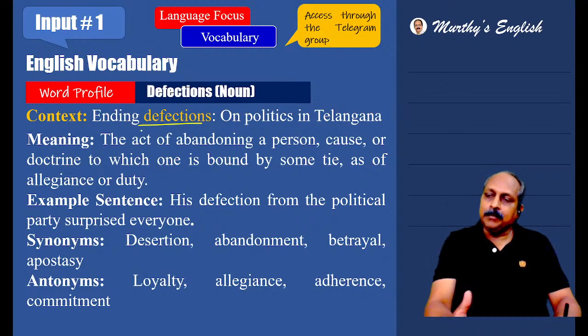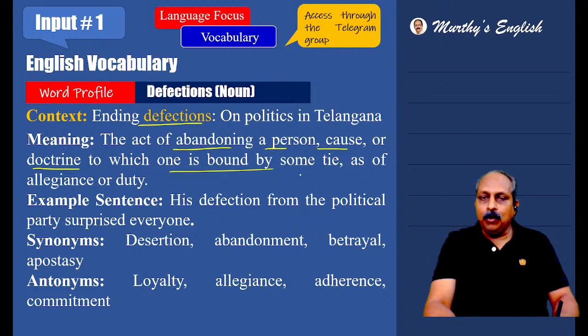When do you want to end something? If something is negative, you want to stop it. Based on that, you have to understand it's a negative word. Let us see what exactly it means. The act of abandoning a person, a cause, or doctrine to which one is bound by some tie as of allegiance or duty. This is literal meaning, but generally when we say defection, what does it mean? Winning from a particular party ticket, representing a particular party, and going to some other party after winning. That's what we call defection.